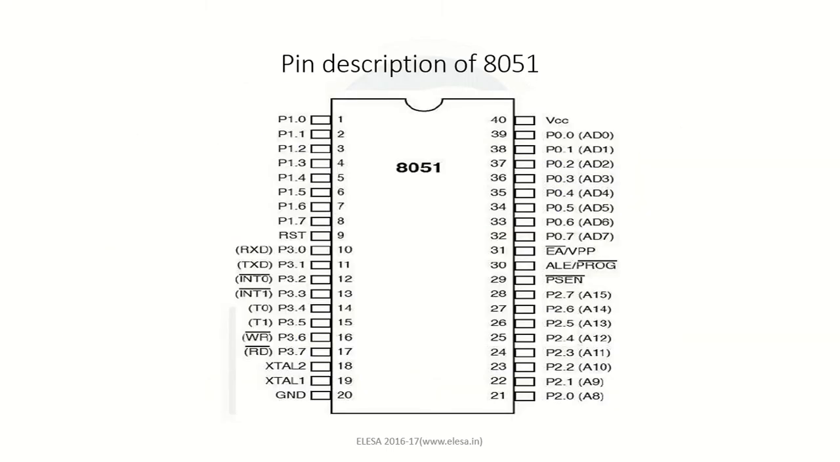Moving forward, pins 32 to 39 constitute the port 0 pins. Now, as we already discussed, port 0 can provide the data as well as address. So they function as the address 0 to address 7, that is the LSB of the address bus, and it can also be configured as data pins from D0 to D7. And the last pin is the VCC, where we need to give a supply to the microcontroller. So this is all about the pin description of 8051.